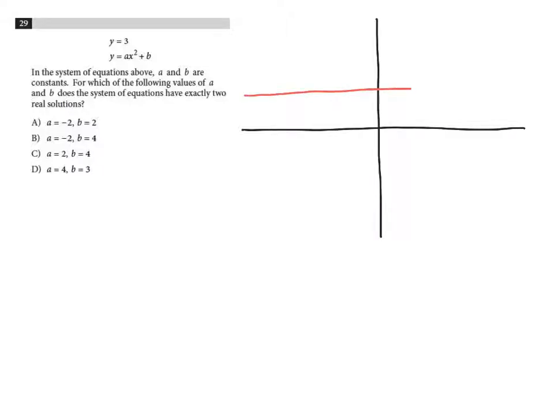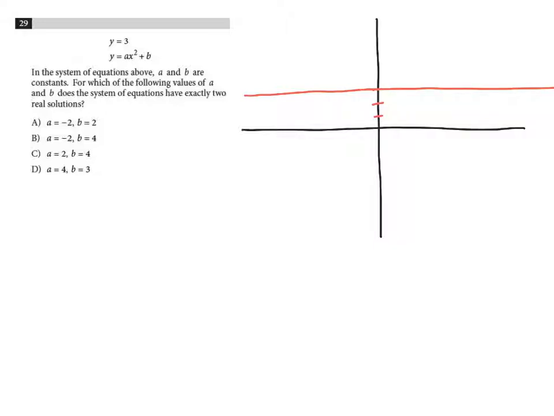Okay, so 29. In the system of equations above, a and b are constants. For which of the following values of a and b does the system of equations have exactly 2 solutions? Alright, well, let's start by just sketching what we're looking at here. The first equation is going to be something like this, right? 1, 2, 3. So that's y equals 3, and we want values of a and b that will create 2 solutions for the parabola.